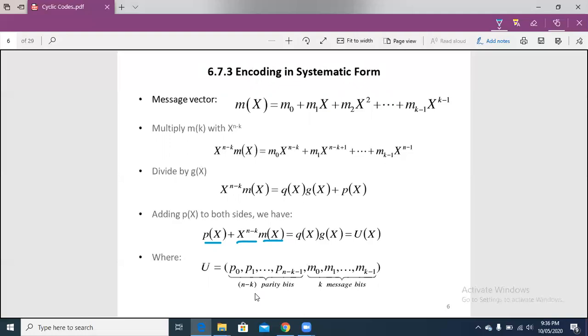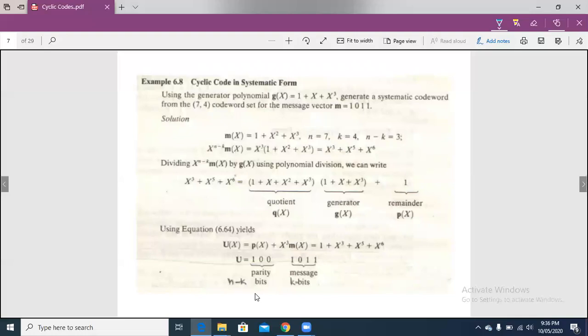So let's consider an example. For example, we have a generator polynomial 1 plus x3, and we have a message 1 plus x2 plus x3. Now it is a 7 by 4 code word. So n is 7, k is 4. So we multiply it by x3. So we shift this message by x3.